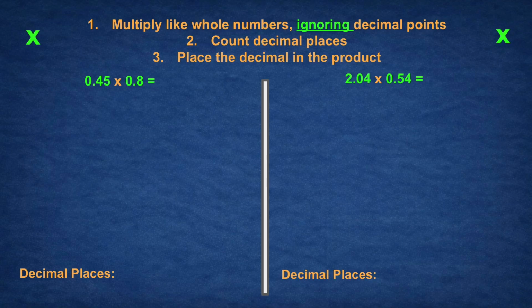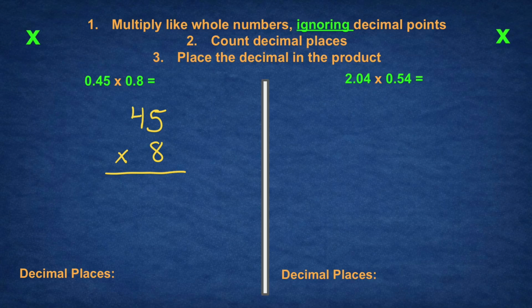So in our first example, we've got 0.45 times 0.8. And if we ignore those decimal points, we've just got 45 times 8. So I'm going to come over here and we're going to do 45 times 8. Now before we do that, step 2 tells us to count the decimal places.